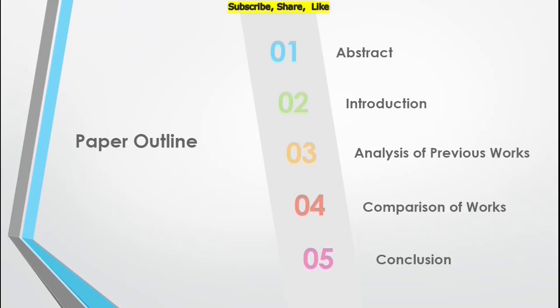Paper outline. Let's now look at the general structure of a survey paper. Most survey papers follow this basic outline: Abstract, Introduction, Analysis of previous works, Comparison of works, Conclusion. Each of these sections plays an important role in presenting your research in a clear and logical way. Let's explore them one by one.